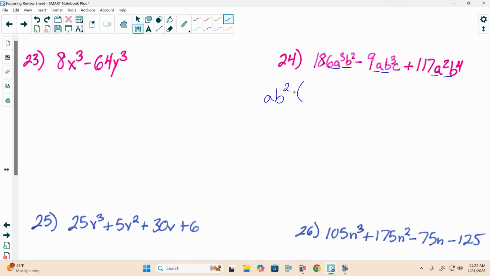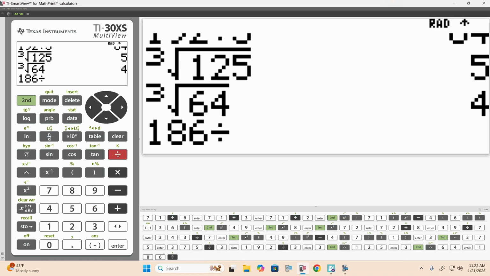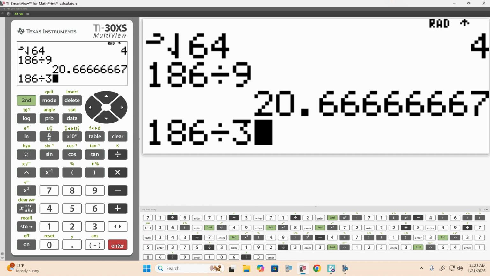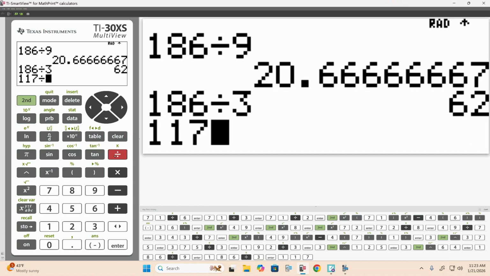Now, we need to see if 186, 9, and 117 have a common factor. Well, the biggest number we could have is 9 or 3. Just factors of 9 are 1, 3, and 9. So I'll start with 186. 186 divided by 9. No. 186 divided by 3. Okay. So 3 is a possible factor as long as 117 divides by 3. It does indeed.